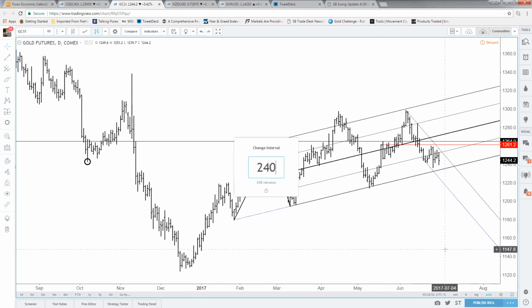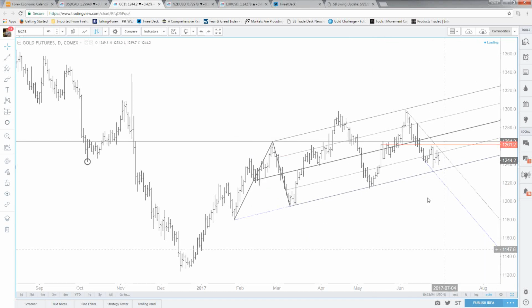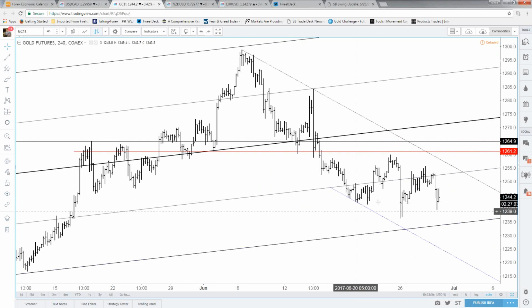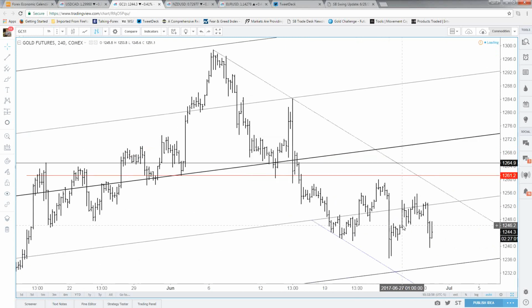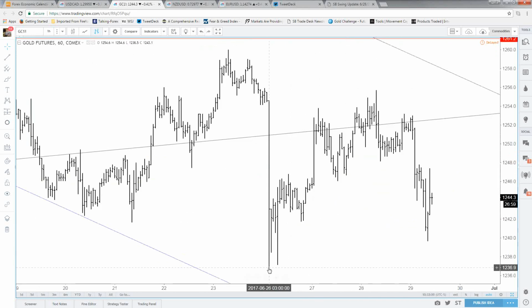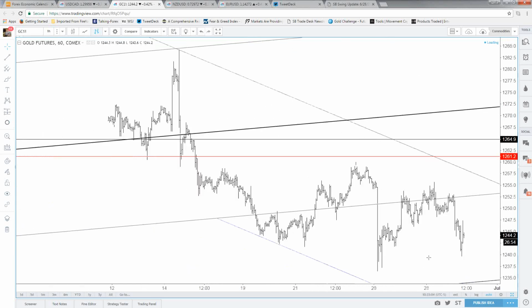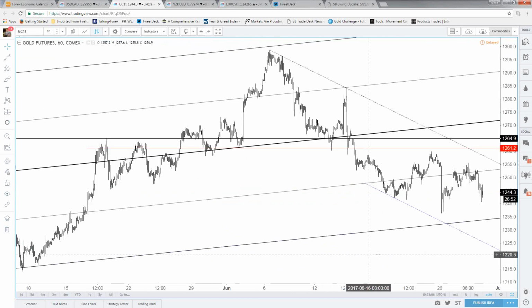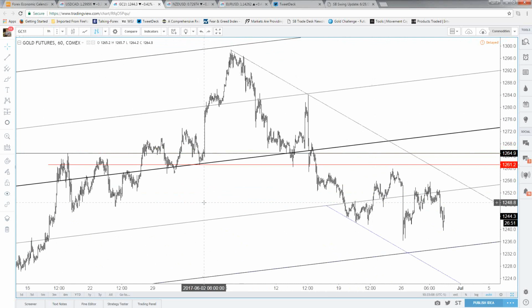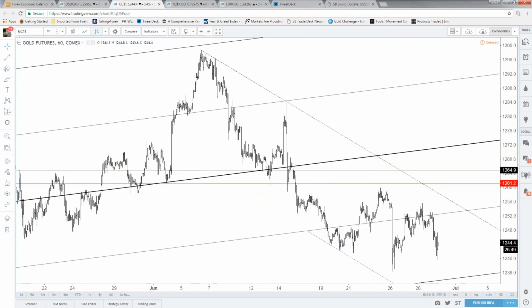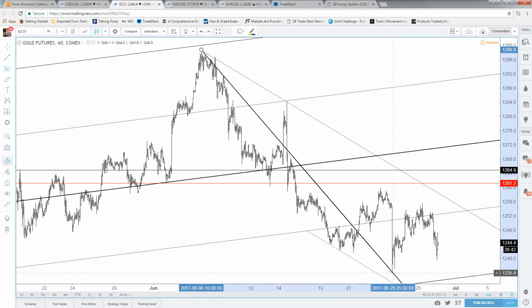So I guess you could make the case that you've got a 5, 1, 2, 3, 4, 5, A, B, C. So, you can make the case for it for a higher gold price. But you got to hold this low, right? Got to hold 1236.